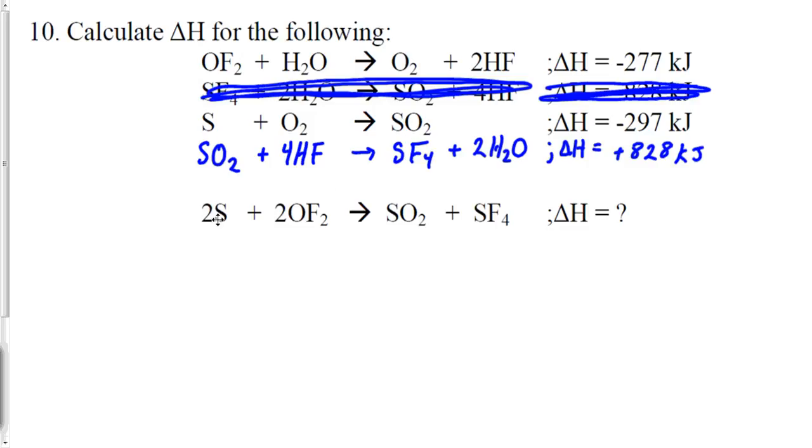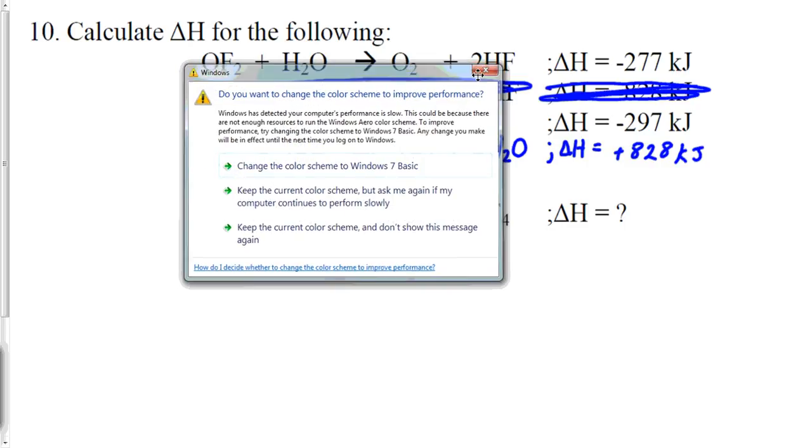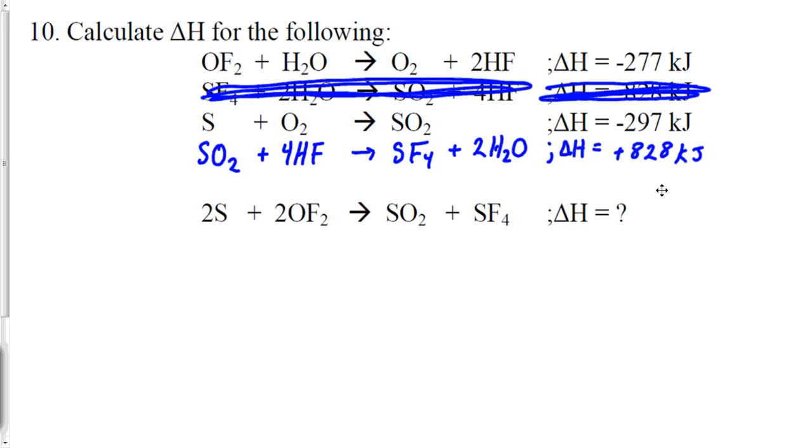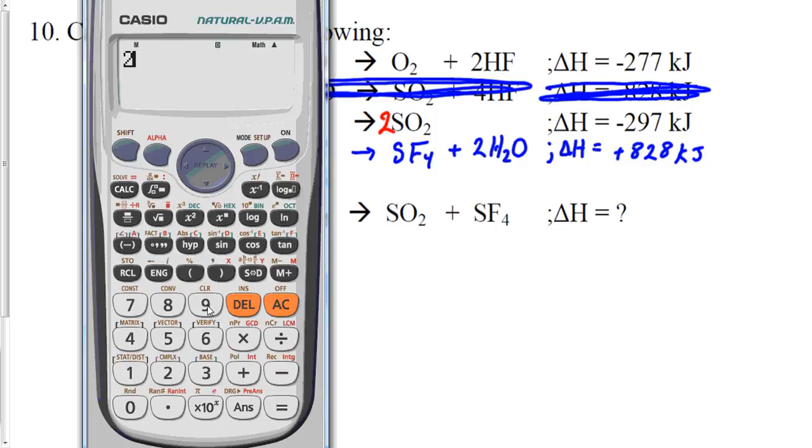Well, let's take care of this 2S. I need 2 S's up here, so go to the equation with the S. I'm going to multiply this equation by 2. But I can't just multiply the S by 2. If I want 2 S's, I multiply the S by 2, the O by 2, the SO2 by 2. And also, what somebody will forget, 297 times 2. I got to multiply the delta H. So that actually becomes negative 594. All right, cool. So I've got that done.